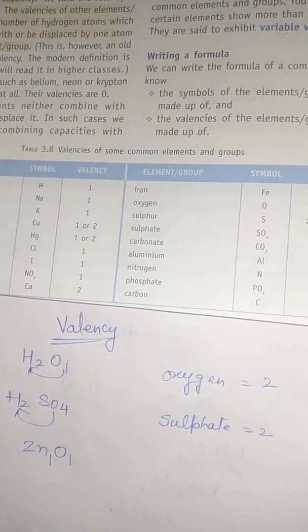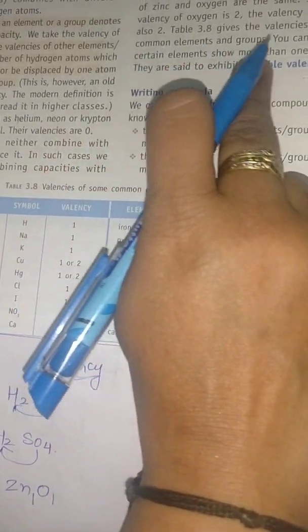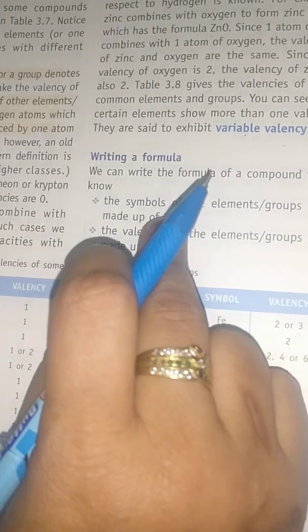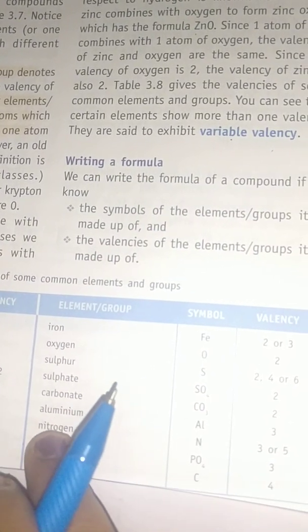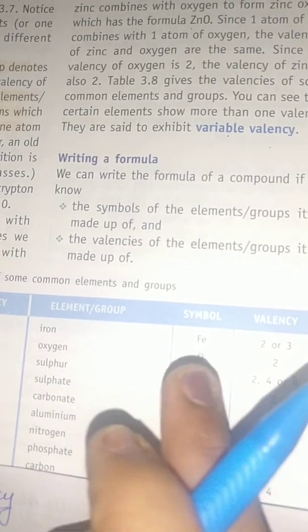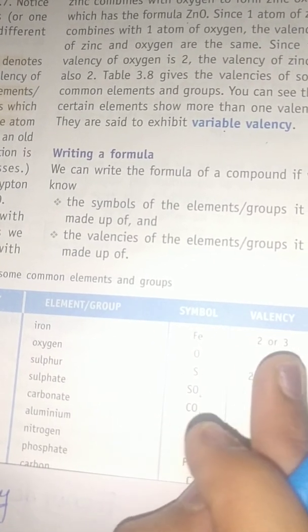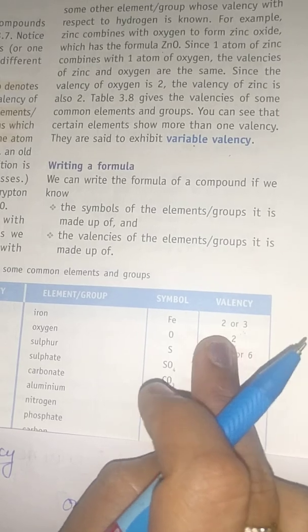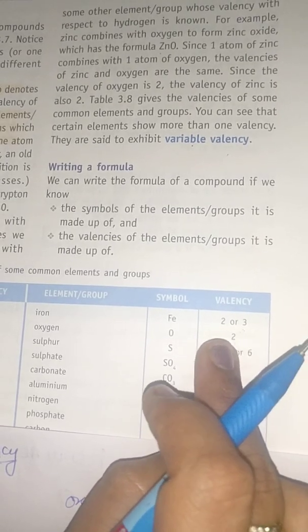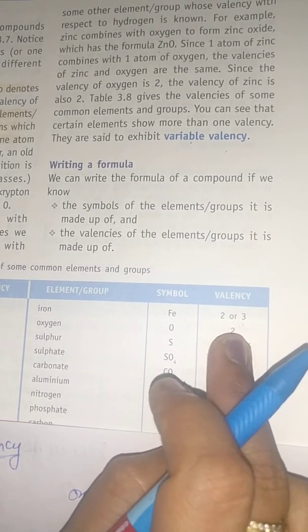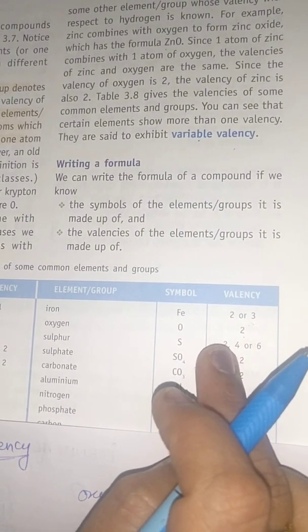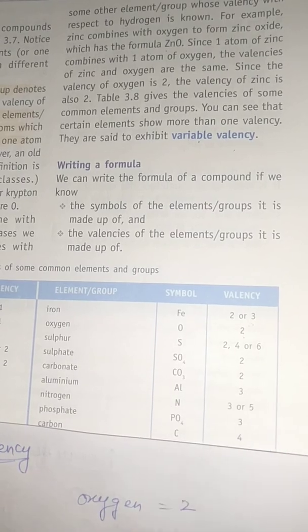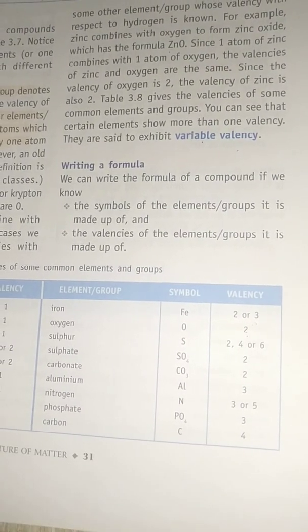Certain elements can have more than one valency. They are said to have variable valencies. For example, iron, whose symbol is Fe, has a valency of 2 or 3. It is said to have variable valency. Valency helps us to write the formula of any compound. Now let us see how to write the formula.